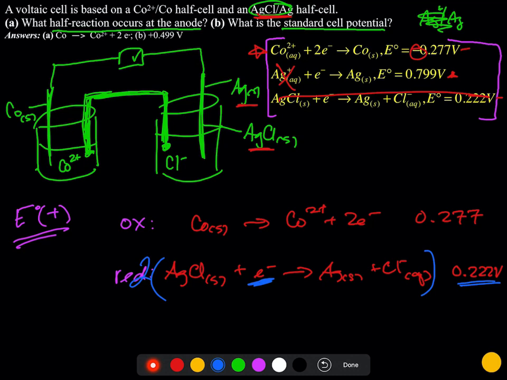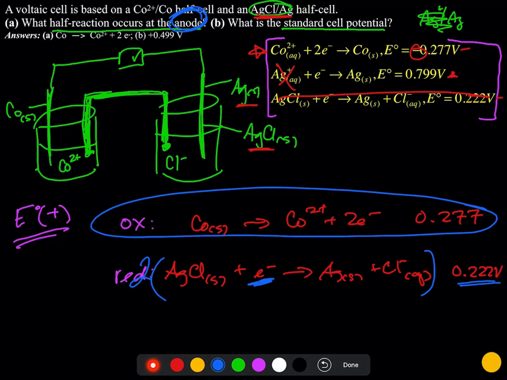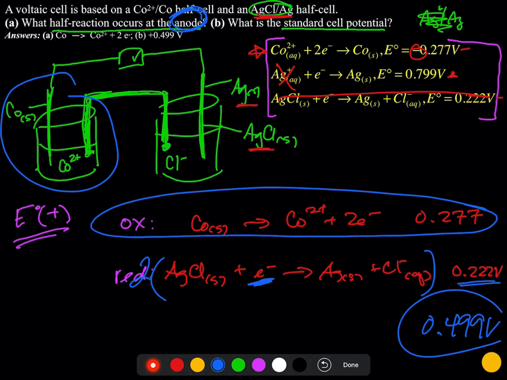All right, so then going back to my question, which happens at the anode? This happens at the anode, which makes this my anode. And my overall cell potential would be the sum of these things, which would be 0.499 volts as my overall cell potential.